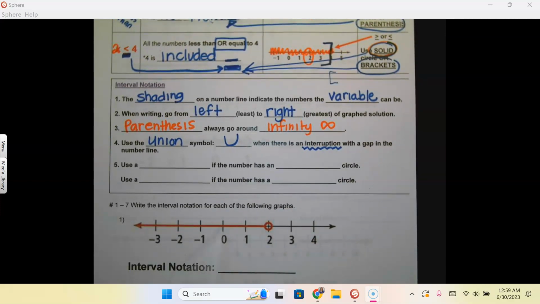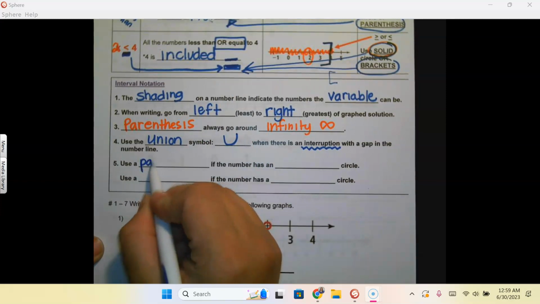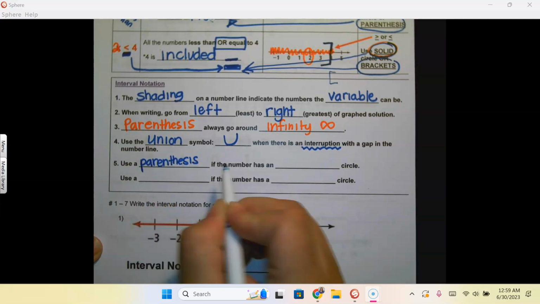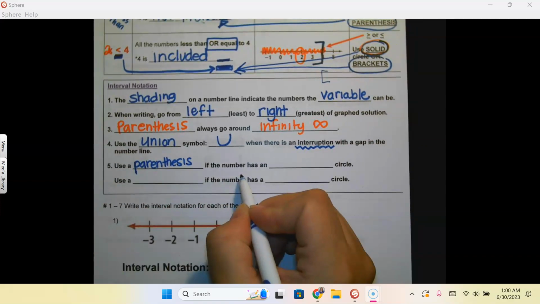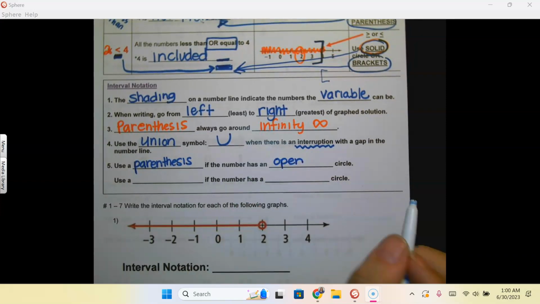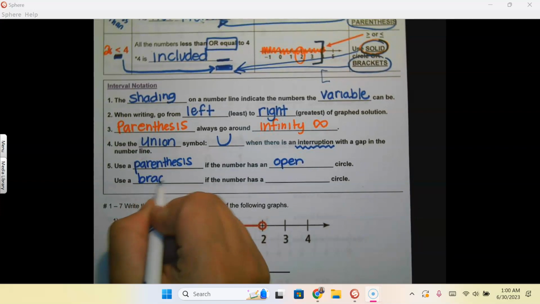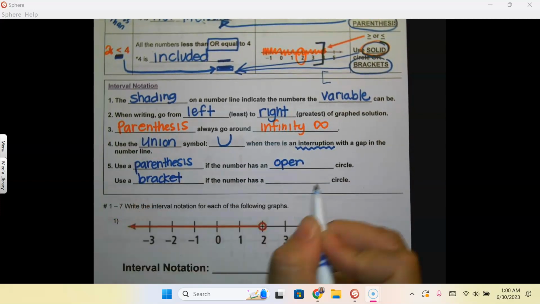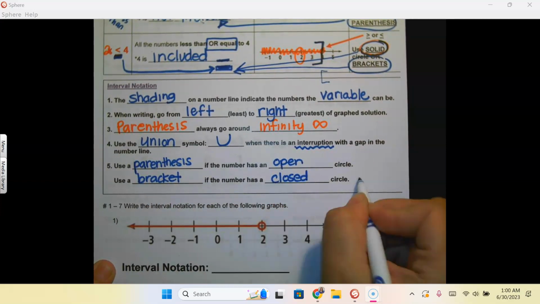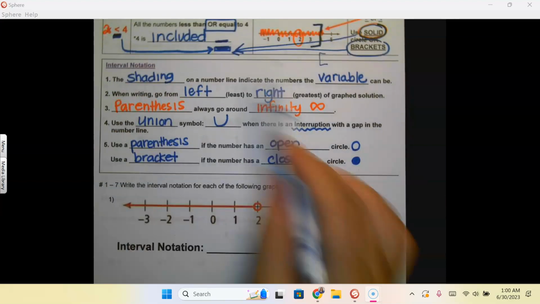Okay, and then as we mentioned up top here, you're going to use a parentheses if the number has an open circle, because it means it's not included, and you're going to use a bracket if the number has a closed circle. Okay, so let's go ahead and practice this.